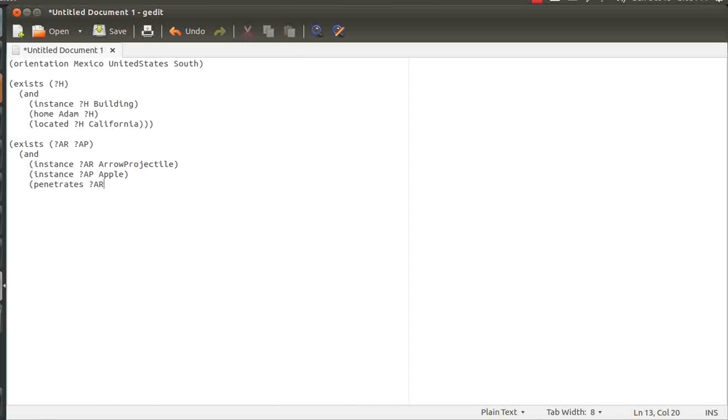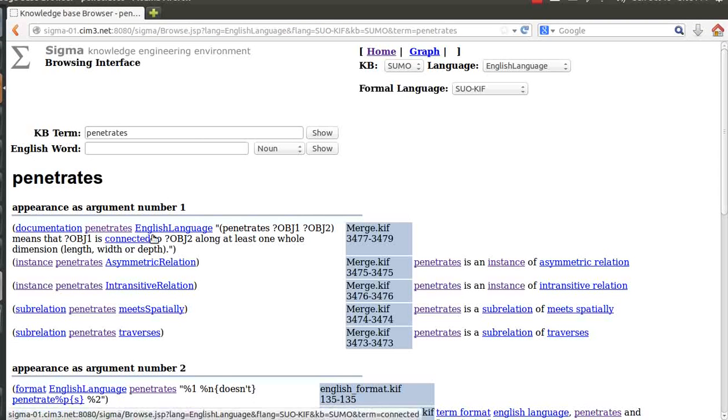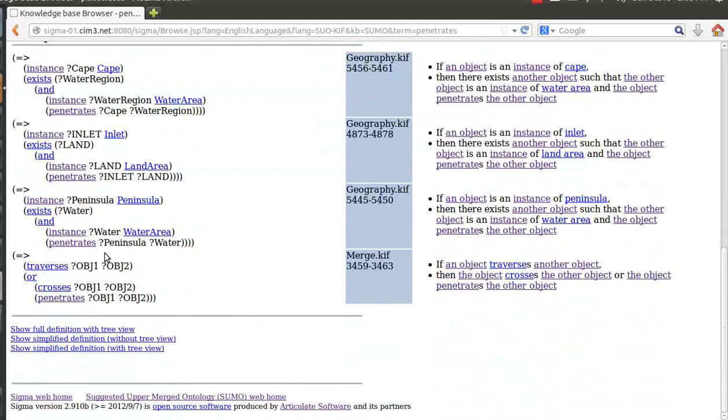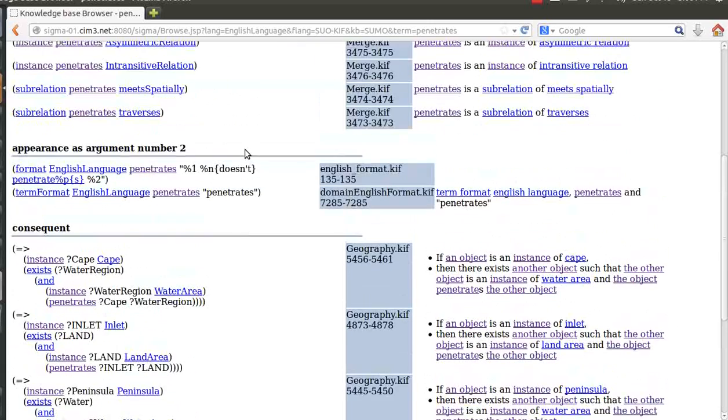Which one into which? Let's take a look at penetrates. Penetrates object 1, object 2. So object 1 is connected to object 2. Same as traverses. The peninsula penetrates the water. Here are some examples. You can look at the way it's used in other axioms also. The cape penetrates the water region. The inlet penetrates the land. That looks just right to me.